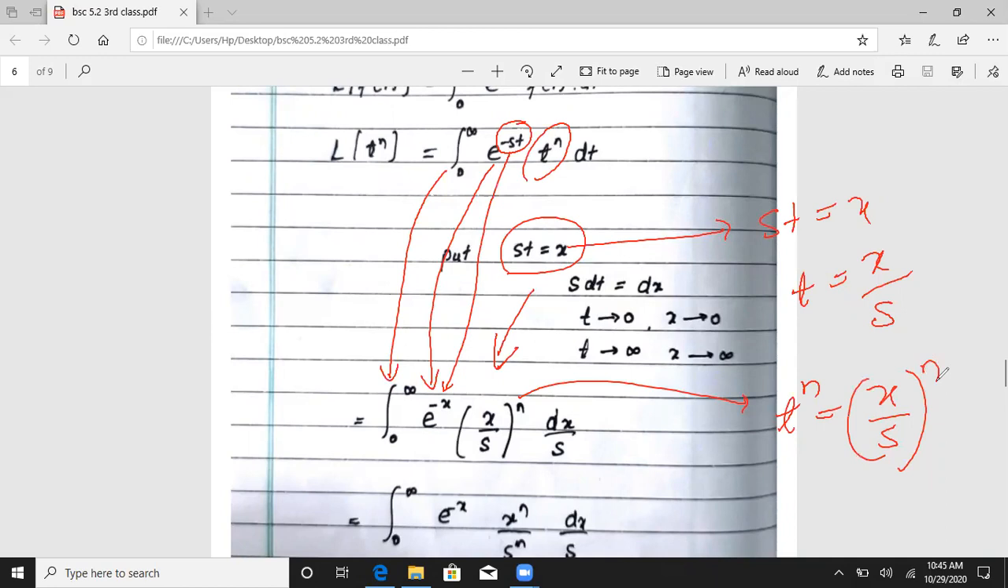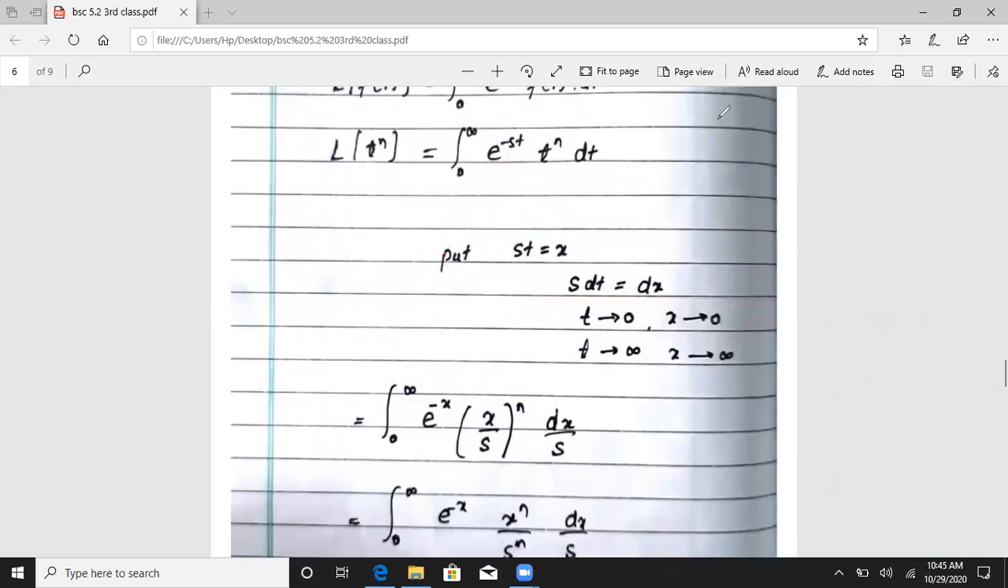One more thing: here s into dt is equal to dx. Just dt is equal to dx by s. Instead of writing dt, I write dx by s.